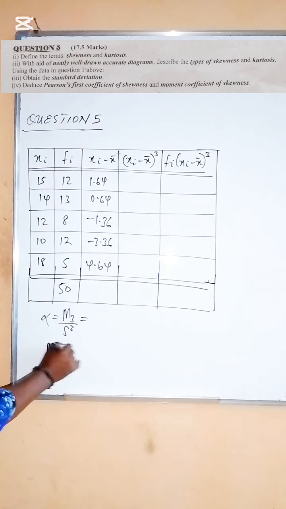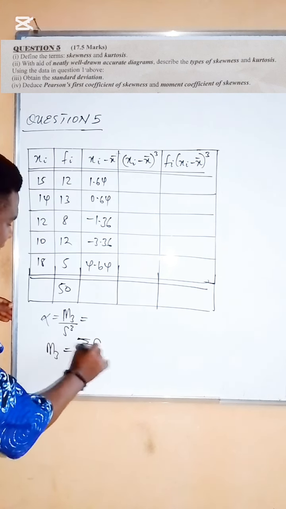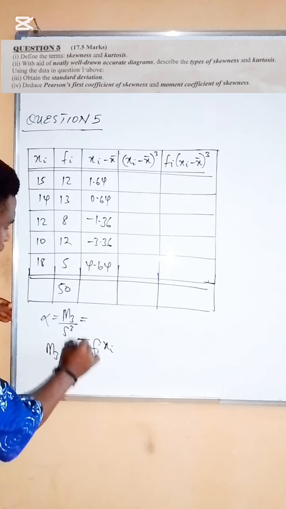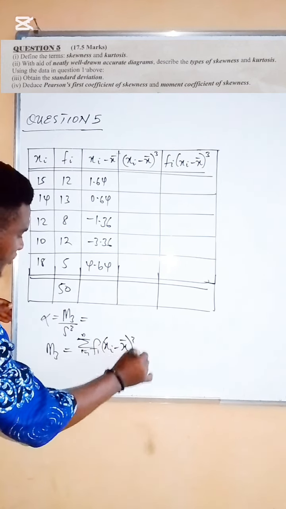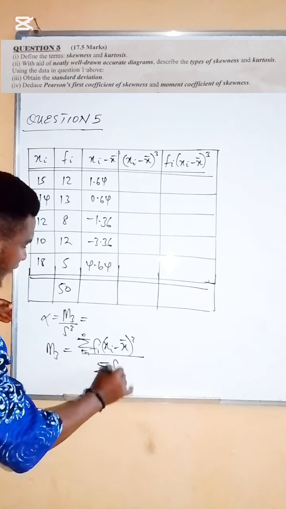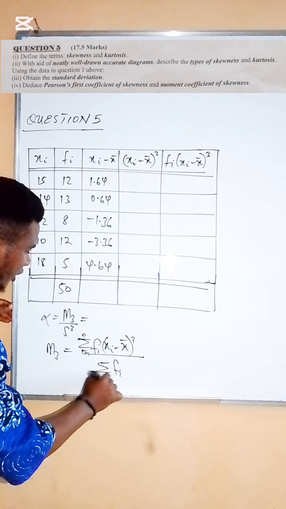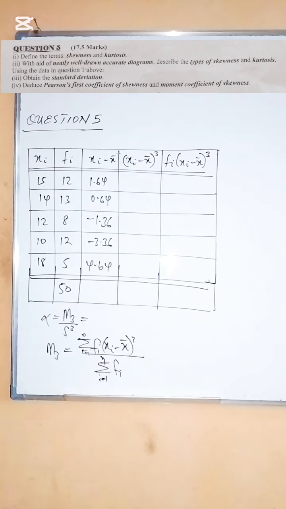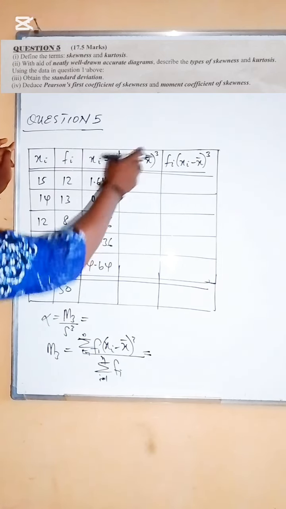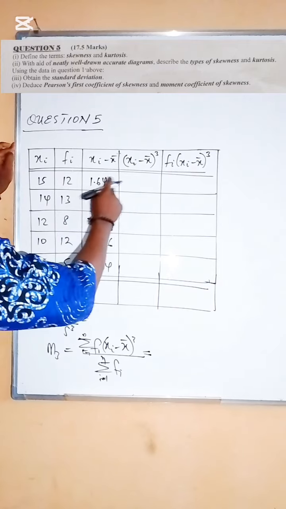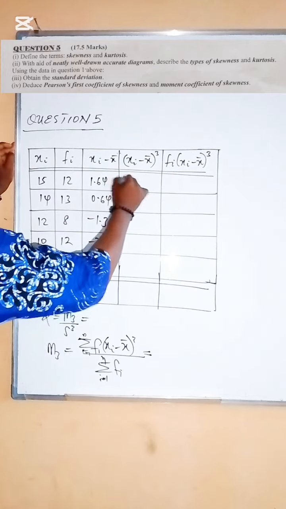And we are going to recall that m3 is summation fi from i equals 1 to n of fi xi minus x bar all cubed all over summation fi from i equals 1 to n. Now, what you have to do in this case will be to get the values of x minus x bar all cubed. So this 0.14 all cubed will give us what?